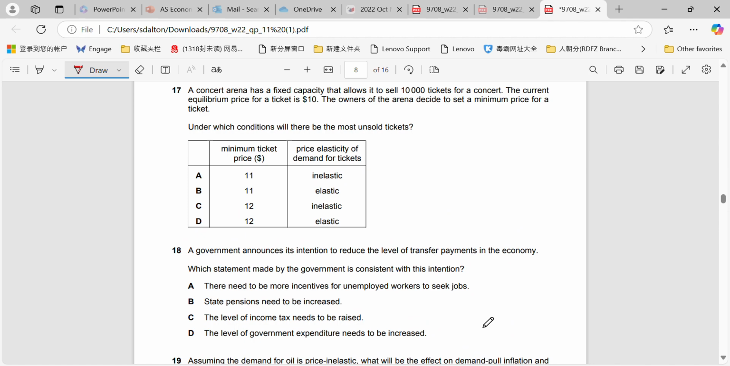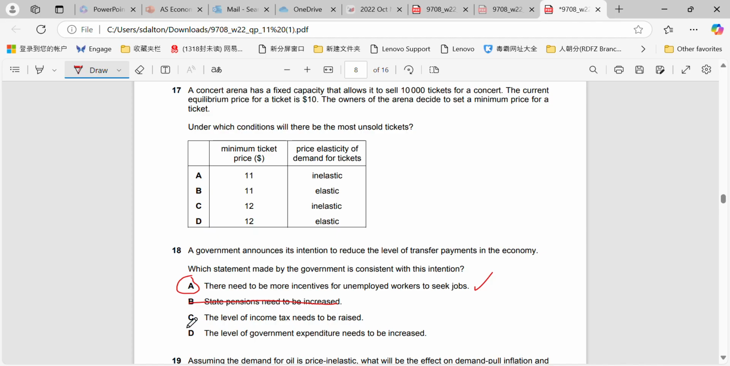A government announces its intention to reduce the level of transfer payments in the economy. Which statement made by the government is consistent with this intention? Okay, very simple. There needs to be more incentives for unemployed workers to seek jobs. Correct. State pensions need to be increased. That's not consistent with reducing transfer payments.